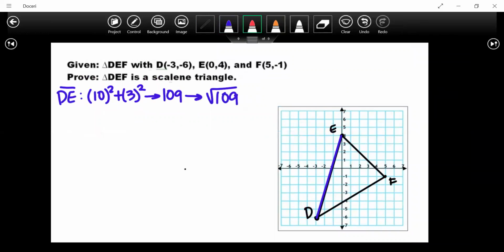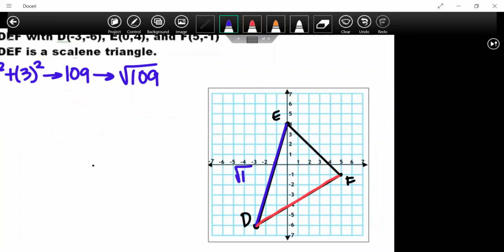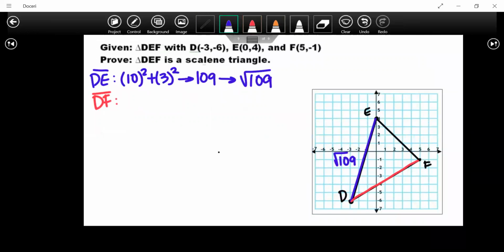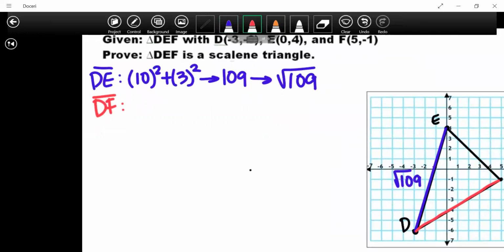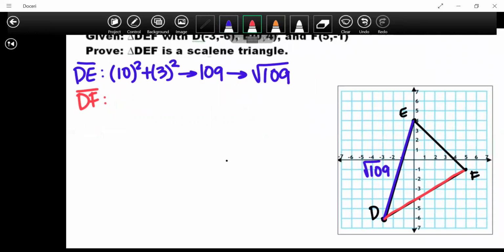Let's do DF, sorry, if I knew how to spell. And DF is going to be my bottom line here. So let me just write that in too. Square root of 109. DF is going to be what? I'm going to go over how many? Over 8, up 5. 8 squared is 64, and 5 squared is 25, 64 and 25 is 89. That means my answer, when you solve it, will give me square root of 89.